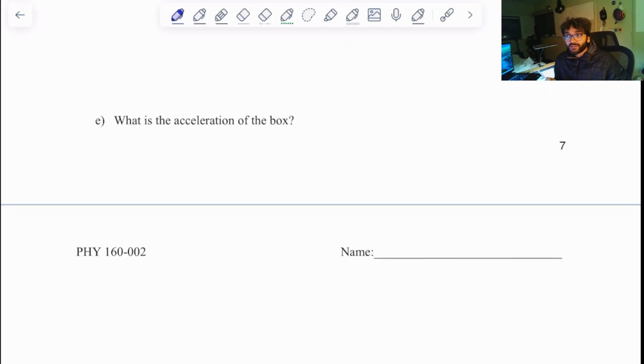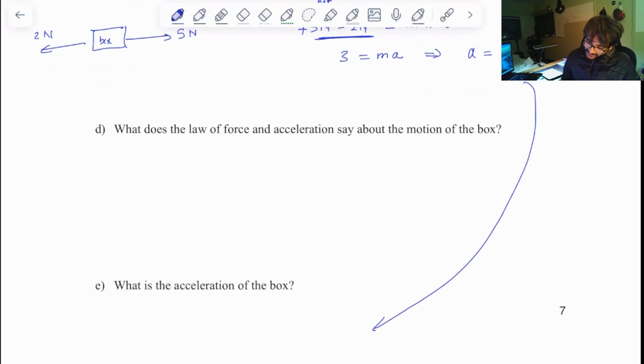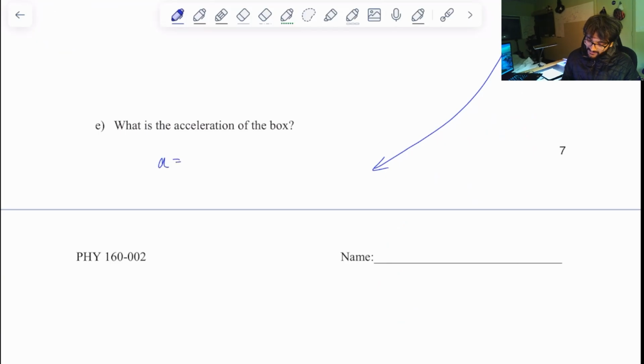What is the acceleration of the box? Well, oh, okay, we were far ahead. We actually calculated the acceleration in that part. The acceleration is equal to 3 over m.